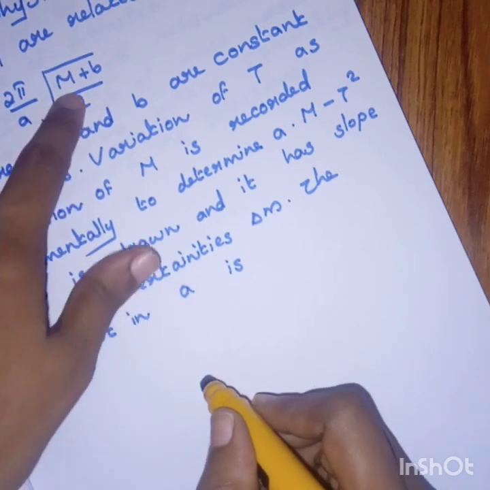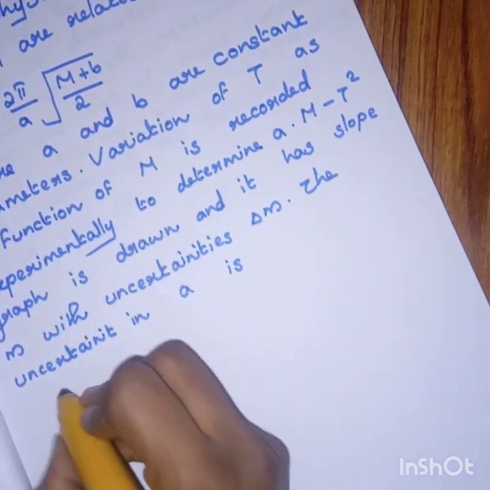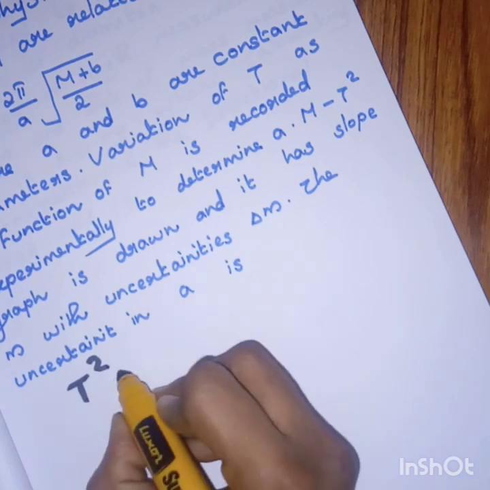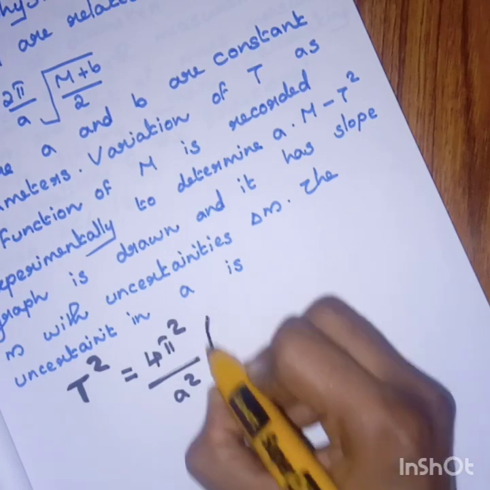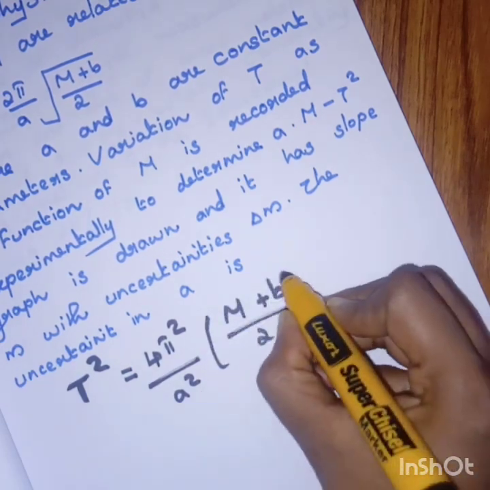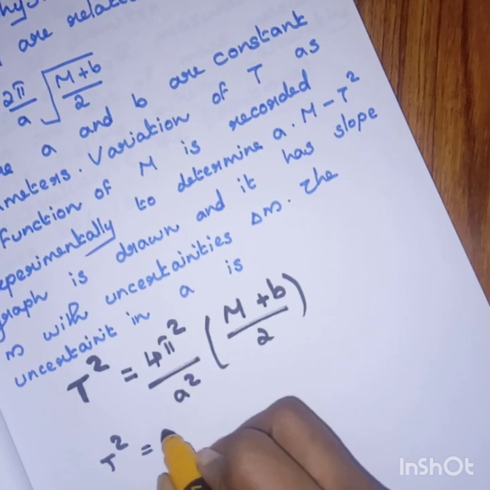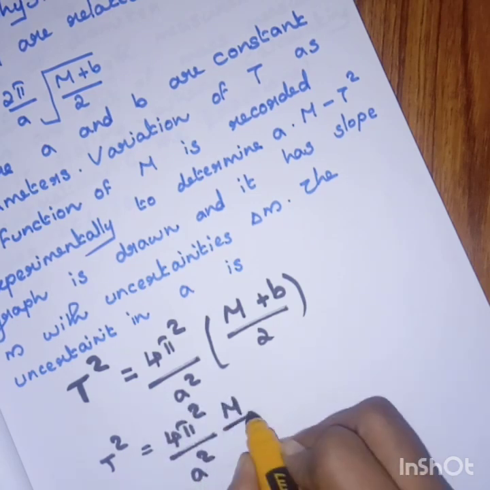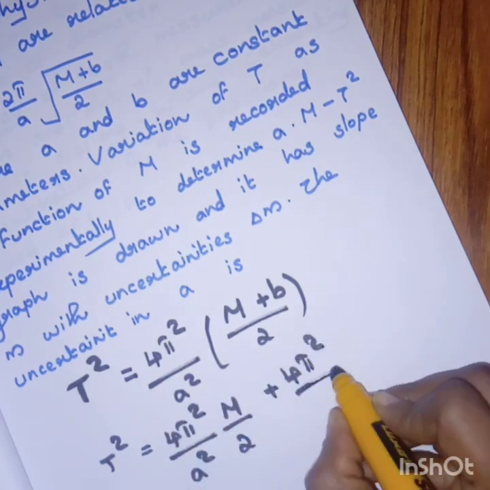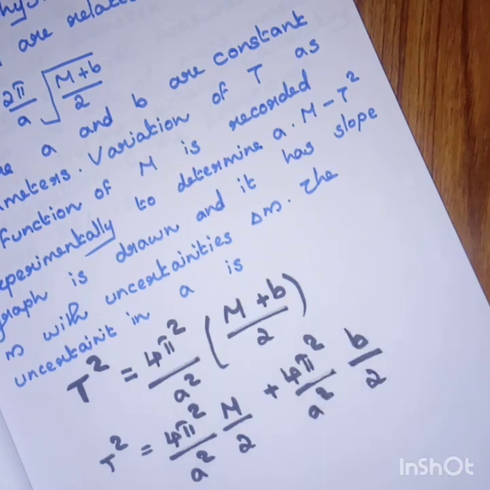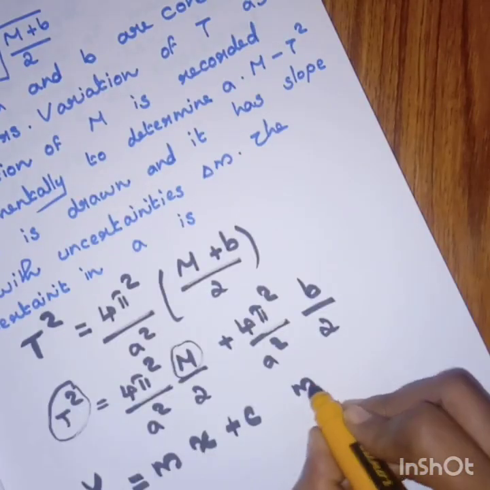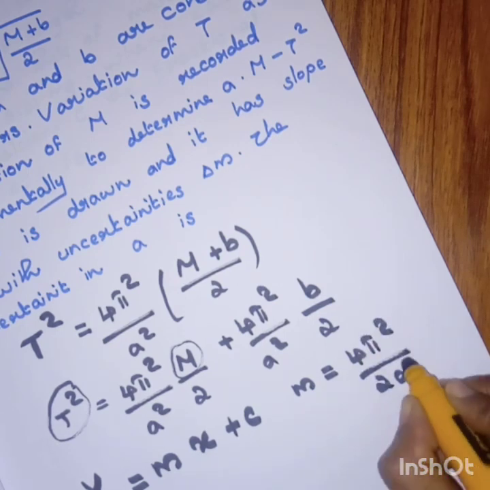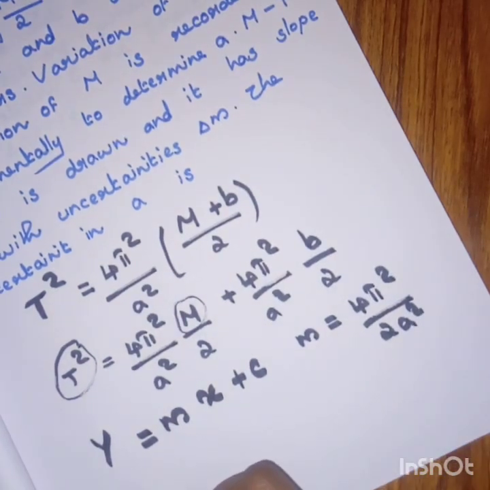We want to graph P square versus M. That means square the equation, that is P square is equal to 4 pi square by A square into (M plus B by 2). Split the terms, that is P square is equal to 4 pi square by A square M plus 4 pi square by A square B by 2. By comparing this with the equation of a straight line, Y resembles P square and X resembles capital M. That means the slope small m is equal to 4 pi square by A square.